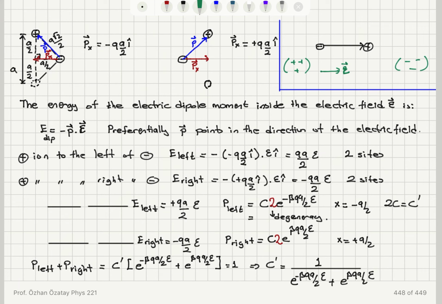And that corresponds to two possible configurations for the positively charged ion. So we have a degeneracy of 2 for both energy levels. So it doesn't matter if we take this into account or not. So the probability of occupancy of the left side is 2c e to the minus beta qa over 2 epsilon. That corresponds to a position vector x component of minus a over 2. And if it's to the right, it's e to the beta qa over 2 epsilon with 2c, when x is plus a over 2.